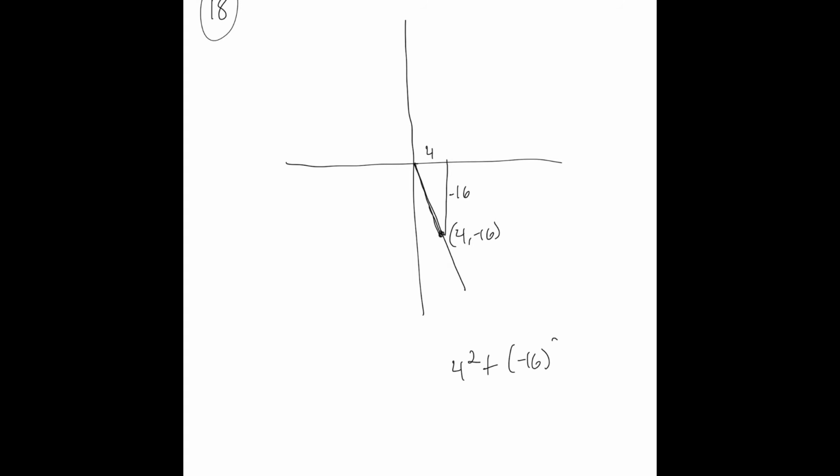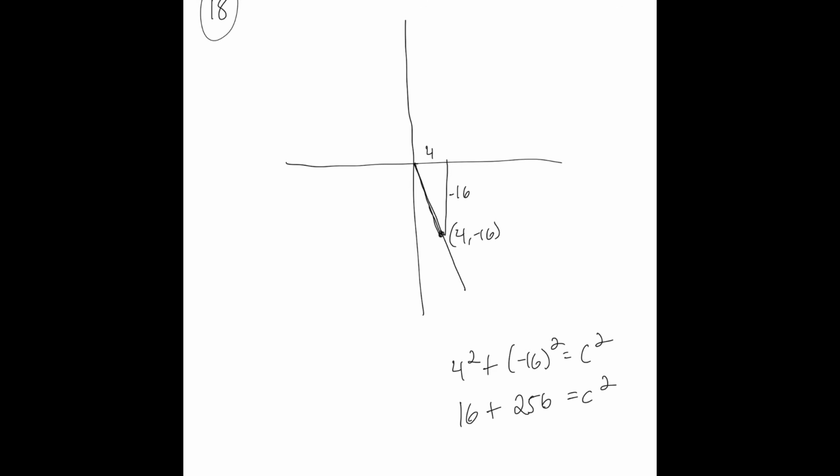All right, now we'll look at 18. 18 is in the 4th quadrant. It's the point 4, -16. So +4, -16. We need to figure out our hypotenuse. So 4 squared plus -16 squared equals c squared. 16 plus 256 equals c squared.